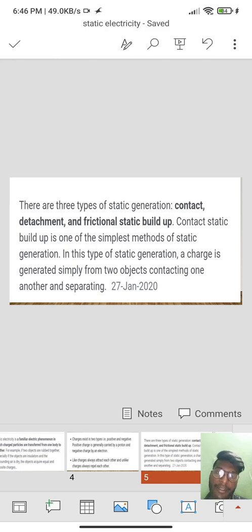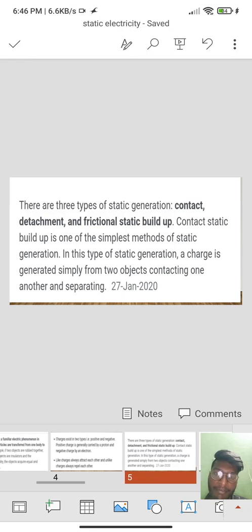There are three types of static generation: contact, detachment, and frictional static buildup. Contact static buildup is one of the simplest methods of static generation. In this type of static generation, a charge is generated simply from two objects contacting one another and separating.